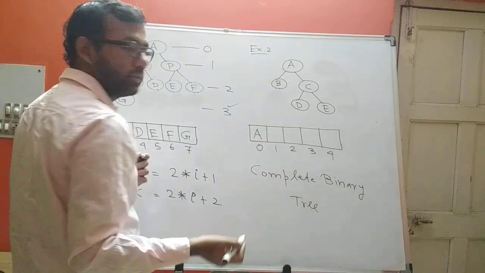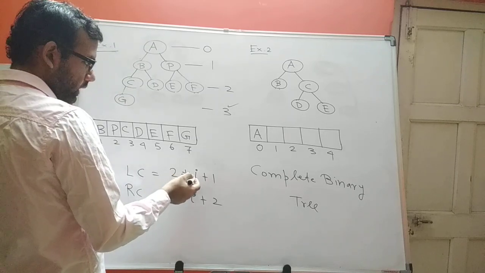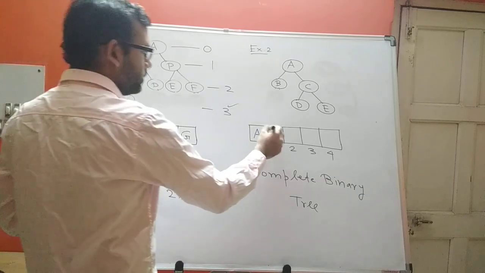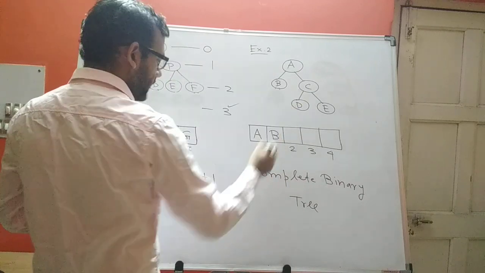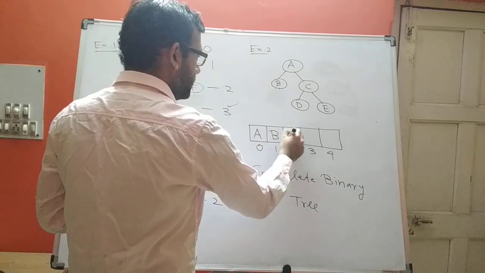Its left child, which is B, will go at index 2 into 0 is 0, plus 1 is 1. So B comes here, and its right child will go at 2 into 0 is 0, plus 2 is 2. So it will come here.